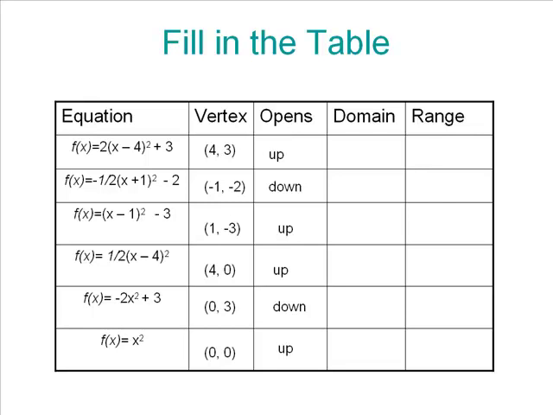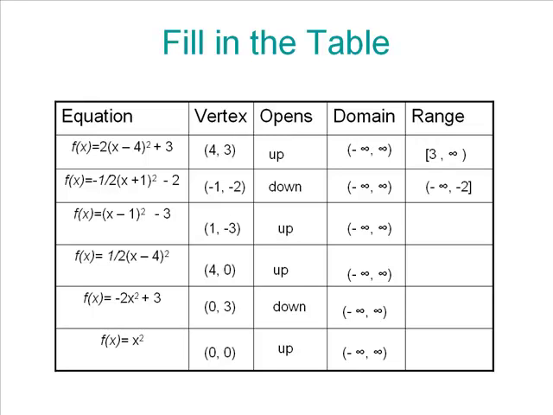Now, as we stated earlier, the domain for each of these is going to be the same. The domain is going to be from negative infinity to positive infinity for each of these. However, the range is going to change. The range, because this parabola opens upward, will go from the k value, which in this case would be 3, to positive infinity.